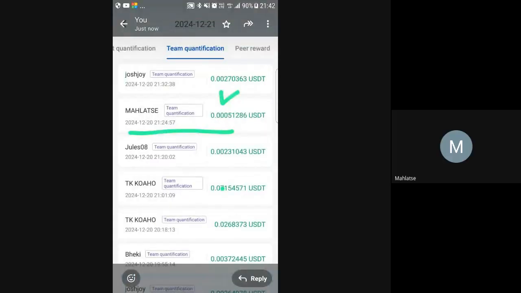So, Mahlatse, can you see that from that small transaction of 46 cents, even myself has gotten something from that? Can you see at what time this transaction took place? It was at 24 minutes past 9 p.m., 57 seconds. I have received a profit sharing from Mahlatse, who made 46 cents of rand. Can you see that?